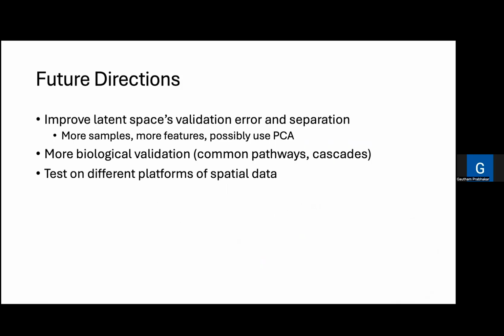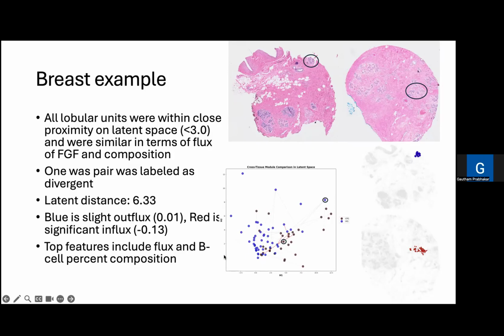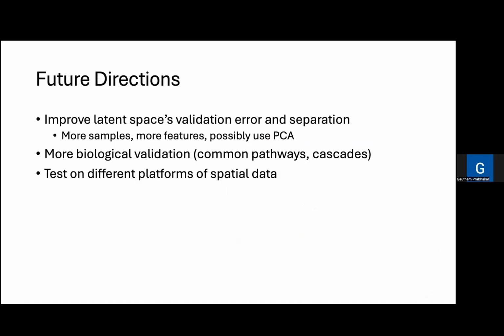Future directions include improving the latent space validation error and separation. There's a big jumble here, and there's not as clear of a separation. We will compare it to PCA and see how we can get these things to separate, and then add more samples to reduce the error that we're having. And then perform more biological validation, looking at common pathways that we should be finding, common flux patterns, and more common relays that might be happening.